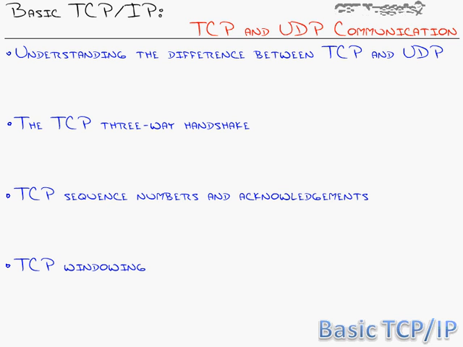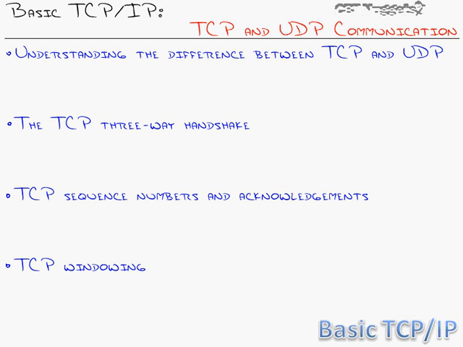As we continue our discussion of basic TCP/IP, we are going to move into TCP and UDP communications, or essentially layer 4 of the OSI model. What we're going to do is walk through the differences between these two choices that the application has to make when it communicates across the network.